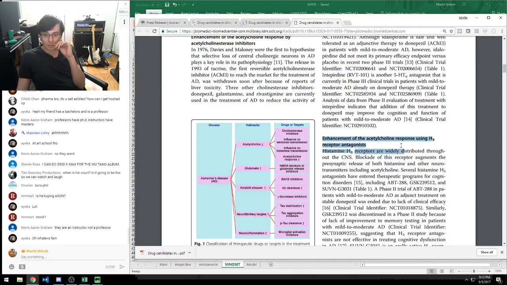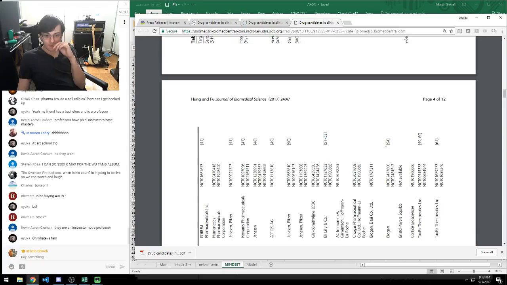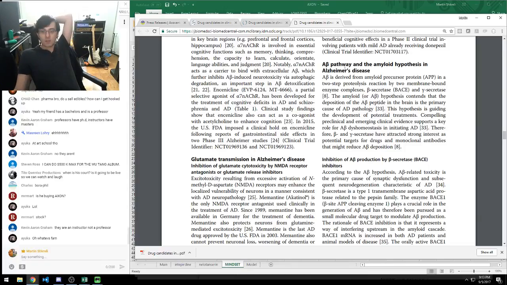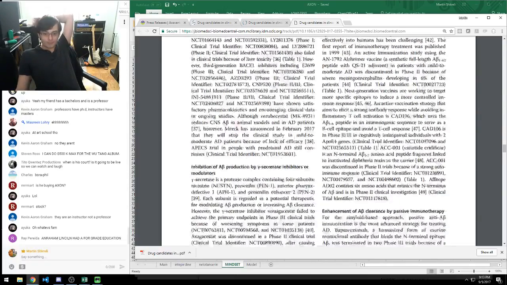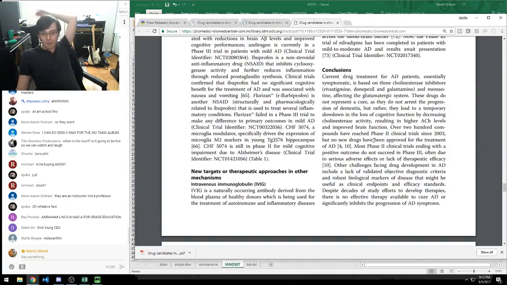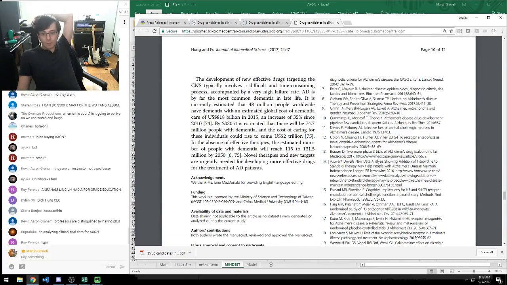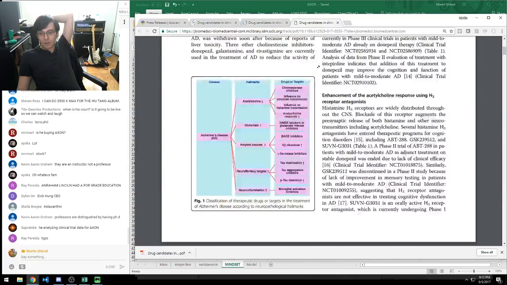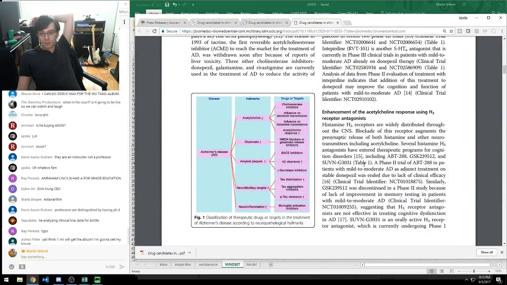So there's some histamine antagonists as well in clinical trials. And there's nicotinic drugs, amyloid, of course, glutamate, and so forth. And if I were you, I'd read this entire paper. Now, what's interesting is that they have some references here. And I think we want to get those references.